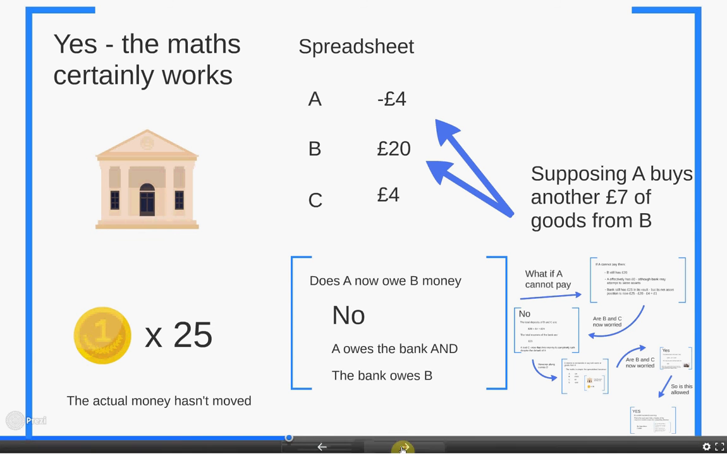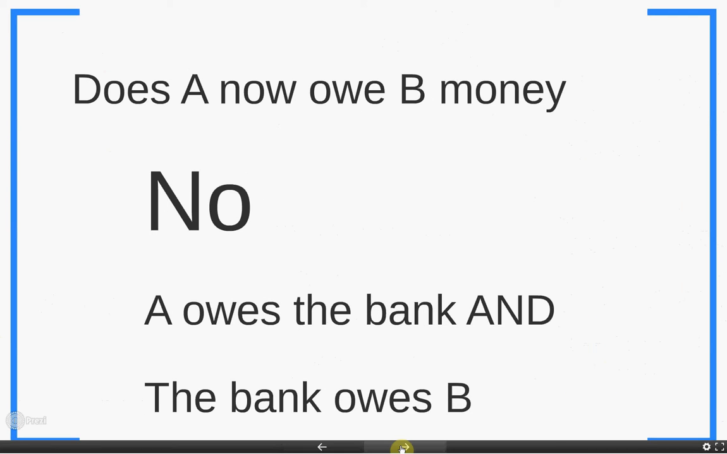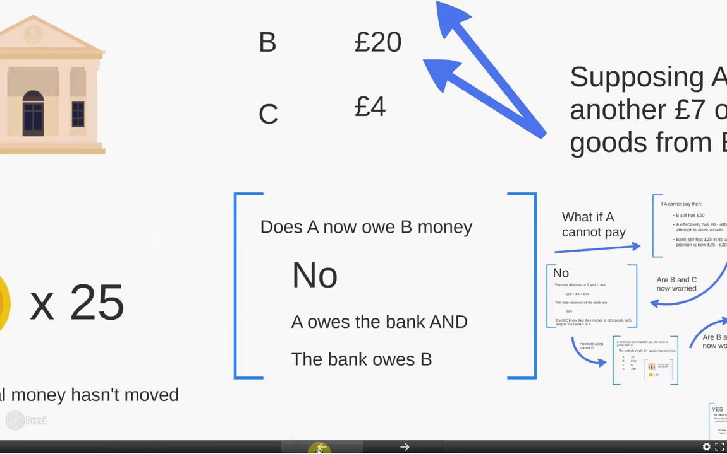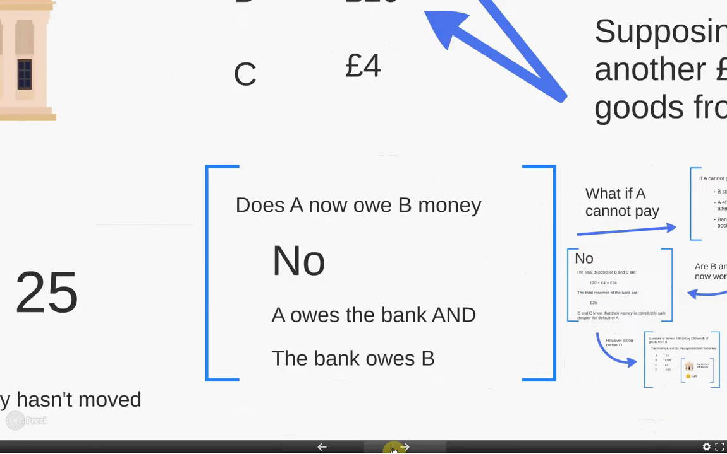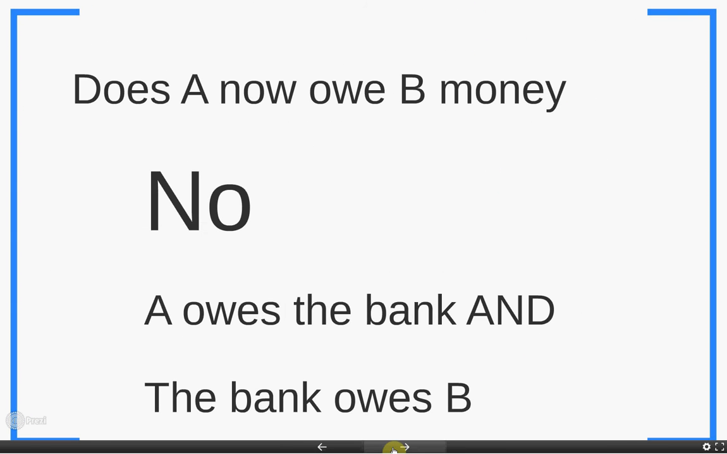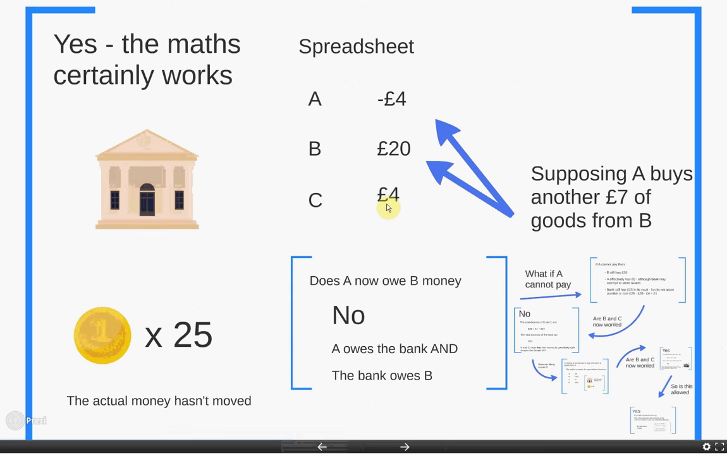But it raises the question, does A now owe B money? Because A has a negative amount, okay? Does A owe B money? Well, no, A does not owe B money. So A owes the bank, and the bank owes B. So let's go back and look at that again.